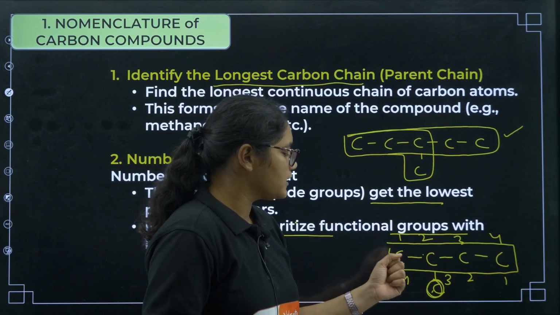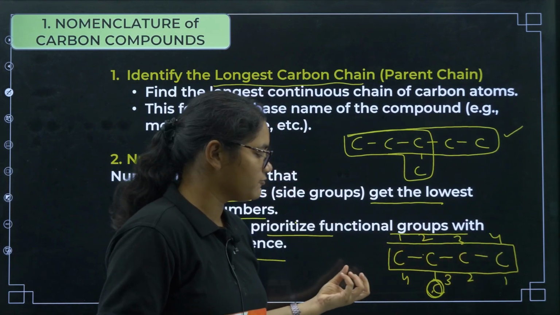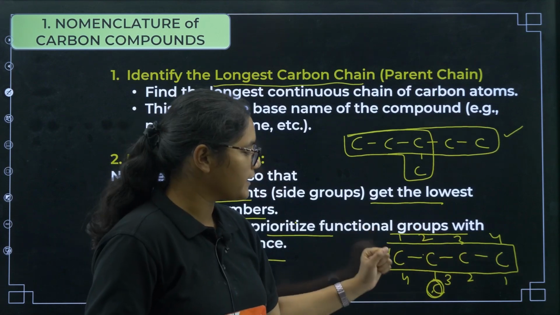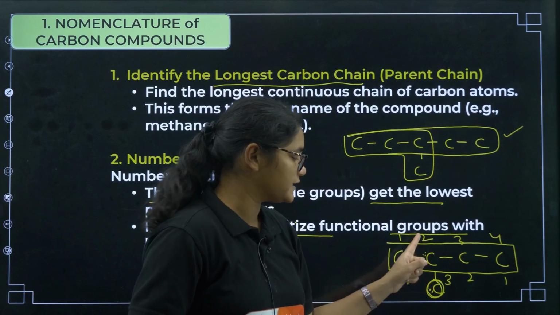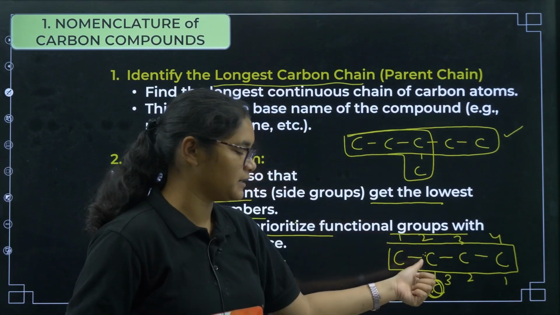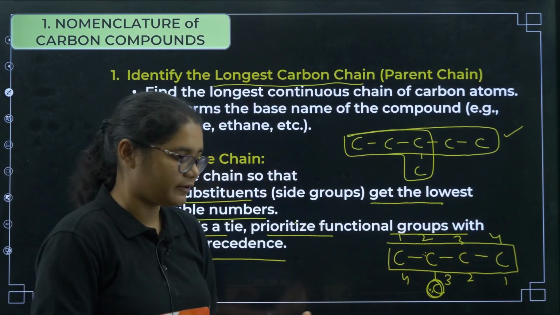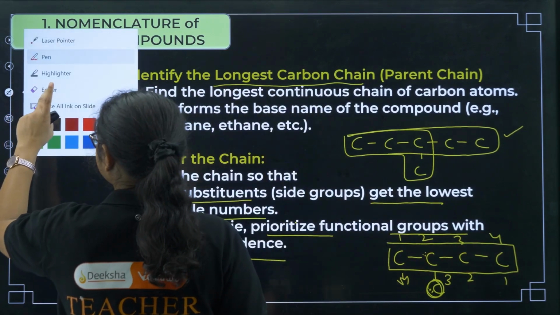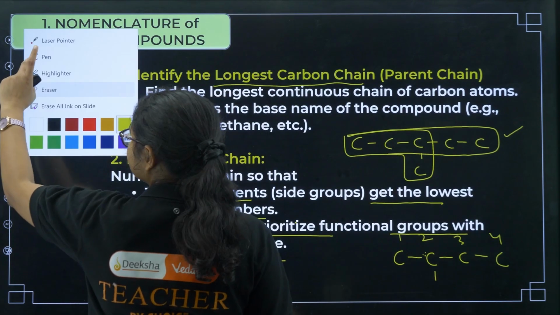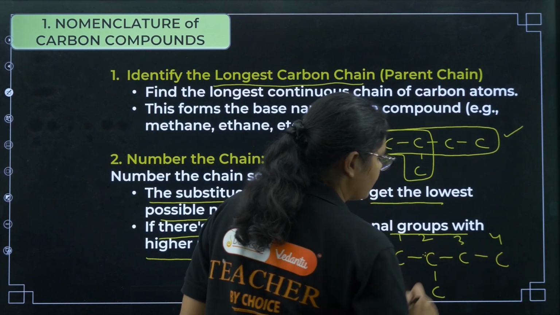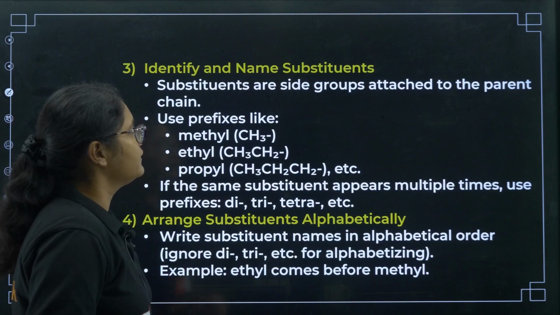If you are numbering from this side, it is the second carbon, and if you are numbering from the other side, it is the third carbon. I can easily see that if I number from this side, the carbon which contains the substituent is getting the lowest number, 2. So this is the correct way of numbering and not the other one, so we can erase that. The correct numbering of the carbon will be 1, 2, 3 and 4 in this way. Now let us go to the next rule: identify and name the substituent.